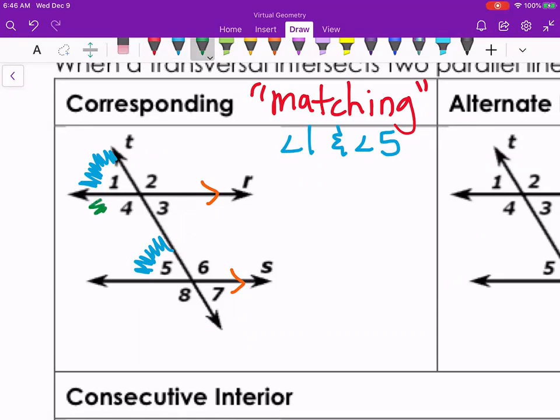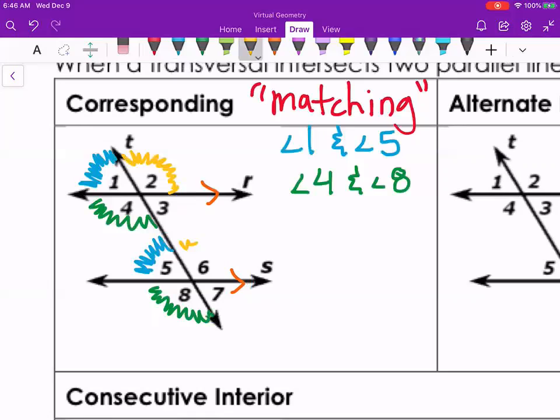Now let's say I checked out angle 4. Well, angle 4 is in the bottom left, so it has to match with angle 8 in the bottom left. So angle 4 and angle 8. We also have angle 2, which is in the top right, matches with angle 6 in the top right. So angles 2 and 6. And then our last one, angle 3 bottom right with angle 7 bottom right.